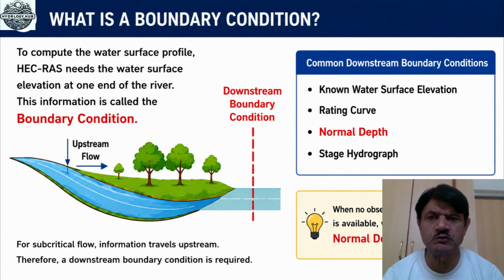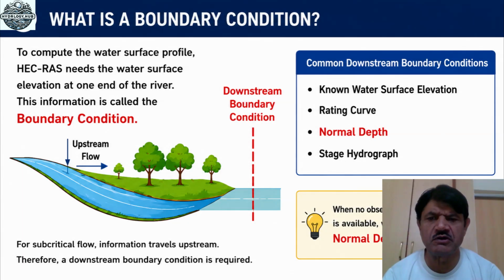Before discussing river slope, we must first understand the purpose of a downstream boundary condition. HEC-RAS computes the water surface profile by solving hydraulic equations from one cross section to another. However, before these calculations can begin, the software must know the hydraulic condition at one end of the river. For subcritical flow, the downstream condition controls the upstream water surface profile. This downstream information is called the boundary condition.